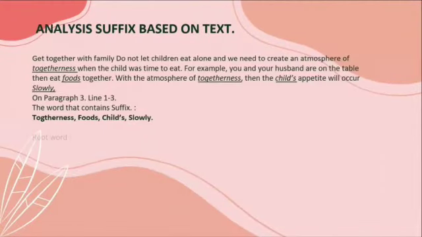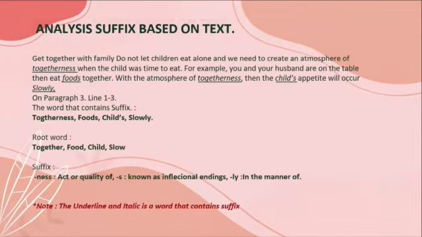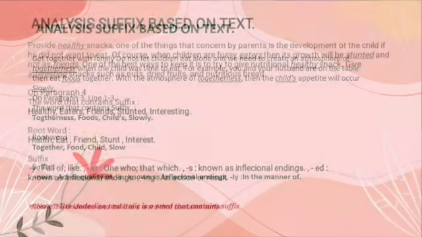On paragraph 3, the words that contain suffix: togetherness, foods, child, and slowly. 1. Togetherness, root word together, suffix ness, act or quality of. 2. Foods, root word food, suffix s, known as inflectional endings. 3. Child, root word child, suffix s, known as inflectional endings. 4. Slowly, root word slow, suffix ly, in the manner of.